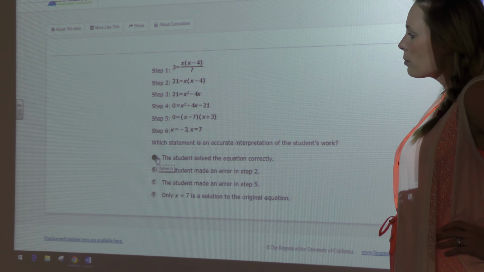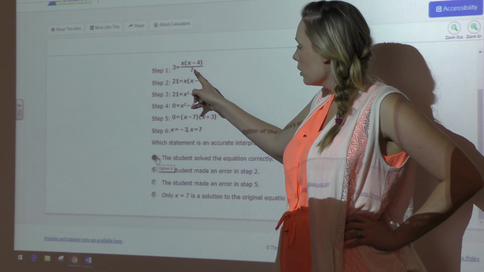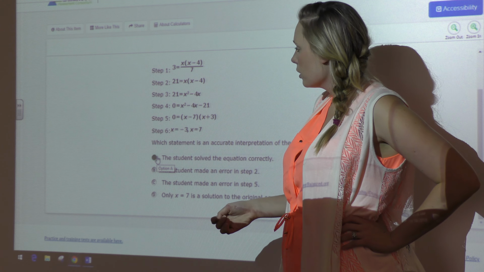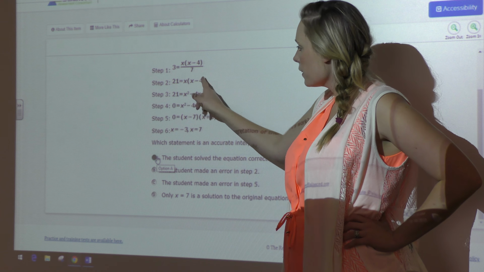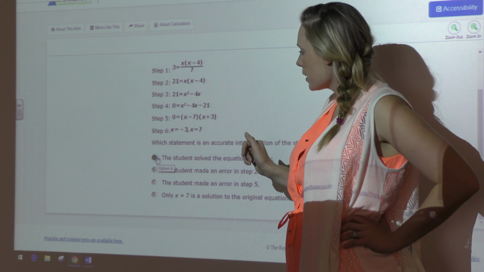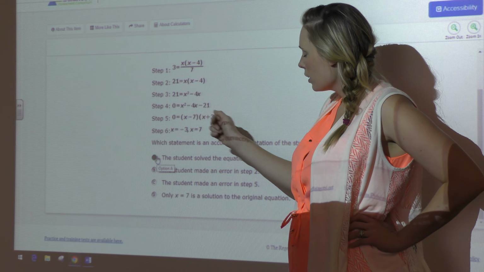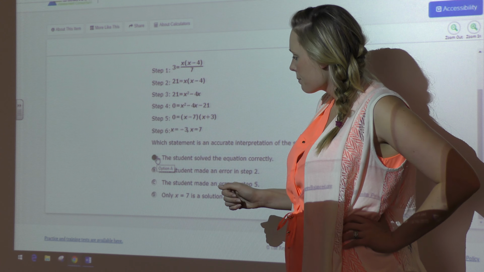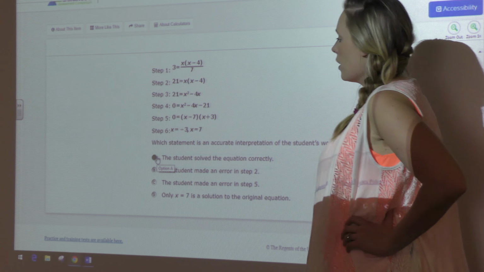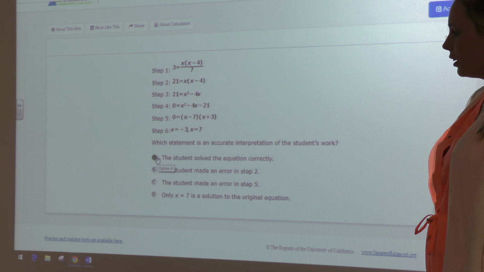Now you can go back and just double check their steps. Well, they multiplied both sides by 7 to cancel out the 7. Then they distributed in the x. They did that correctly. They got everything to the same side of the equation. They factored it. And then they set each of their factors equal to 0. And they got x equals -3 and x equals 7.